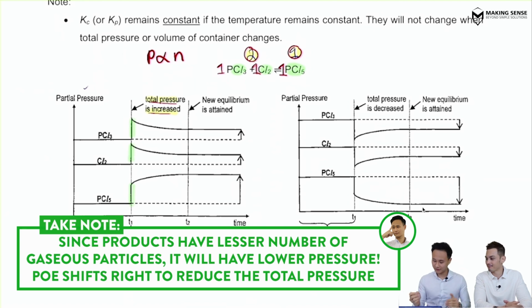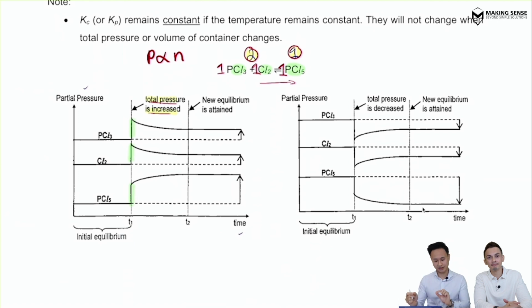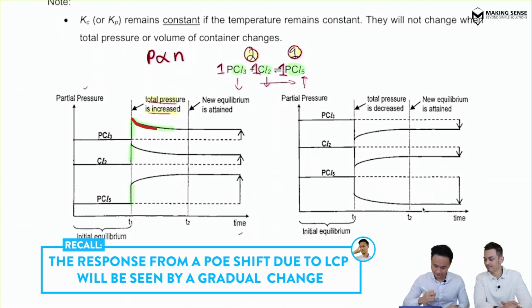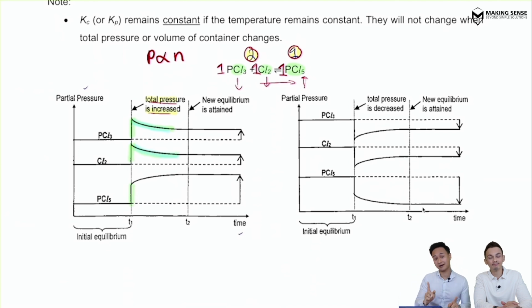So if the POE shifts to the right, then it's quite intuitive. You will realize that the partial pressures of PCl3 will clearly drop, Cl2 will clearly drop, and the partial pressure of PCl5 will definitely rise. And again, your response is always this gradual change. So you would see PCl3 decreasing gradually, Cl2 decreasing gradually. I should use a different color, my bad. And the PCl5 should increase, but gradually.